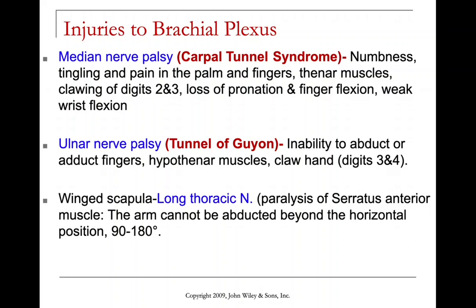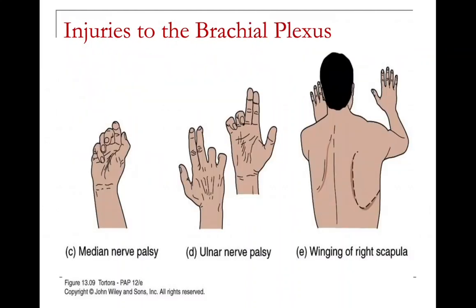When you see a winged scapula, this involves the long thoracic nerve. You have paralysis of the serratus anterior muscle. So the arm cannot be abducted beyond the horizontal position, 90 to 180 degrees. So this is kind of showing what some of these things would look like here with the ulnar nerve palsy. You've got the claw digits in here. And then here you can see the change in the winging of the scapula.